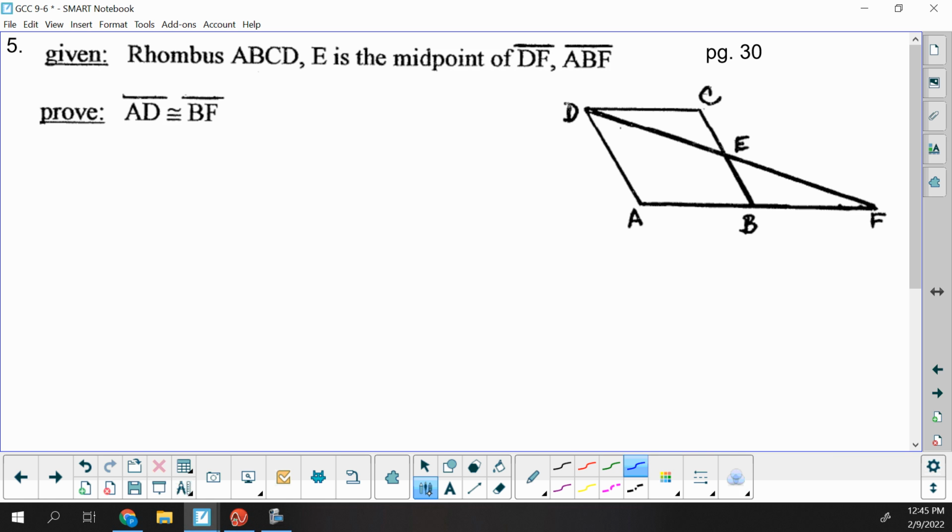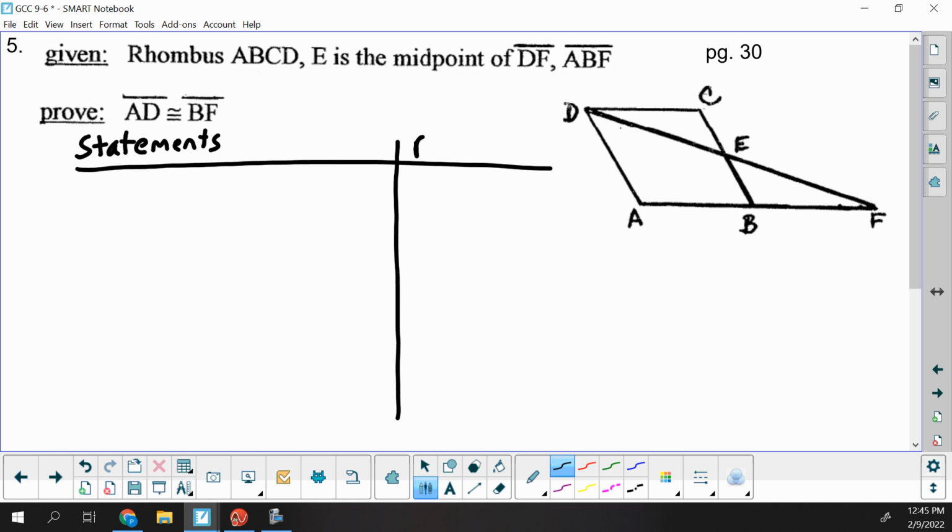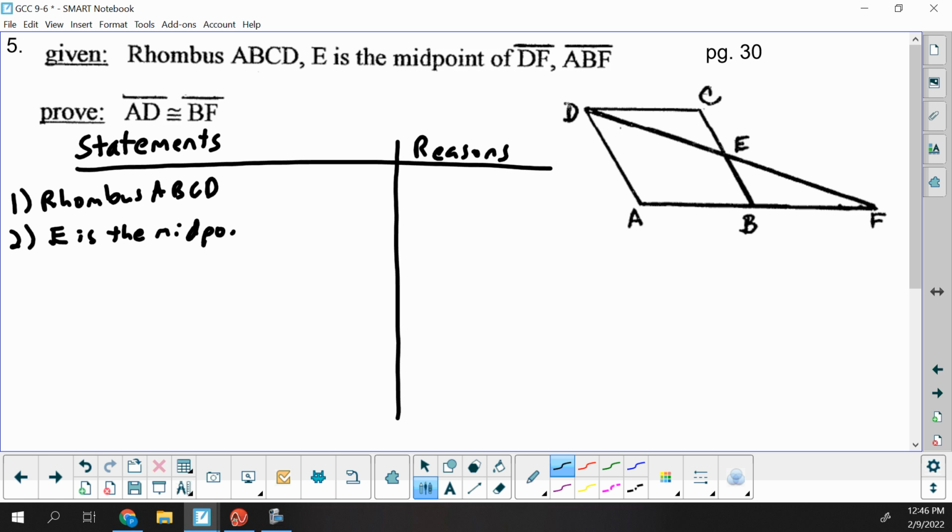So let's go ahead and do our statements, reasons, and givens. You can either write those all in one given or do 3 separate ones. I just chose to do 3 separate ones. That's my preference.